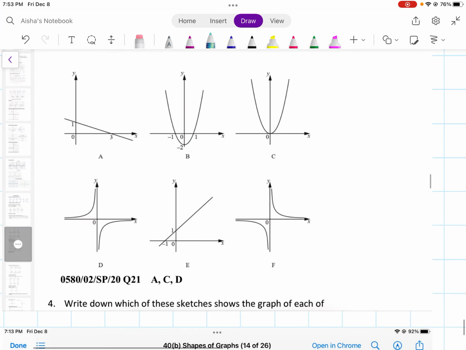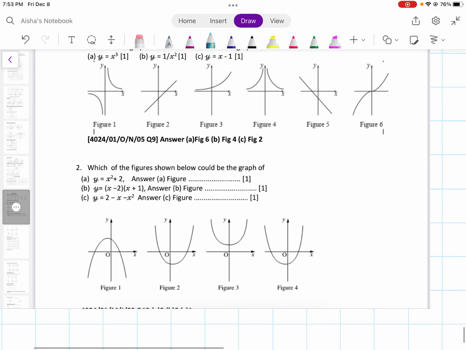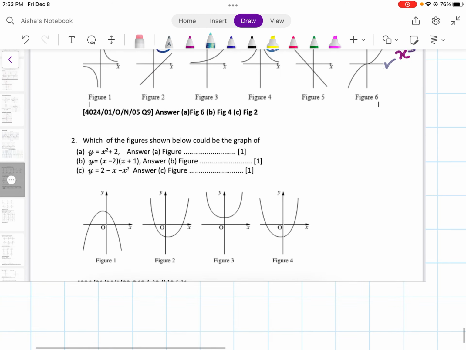ठीक है. नेक्स्ट क्वेश्चन. इसका सवाल शायद नीचे रह गया. Which of the graphs below could be the graph of x cube? x cube, 1 upon x square. ये भी ग्राफ नहीं पता है, ये बता देती हूँ. x minus 1 नेगेटिव इंटरसेप्ट है एंड पॉजिटिव अपवर्ड स्लोपिंग लाइन है. Figure 2.